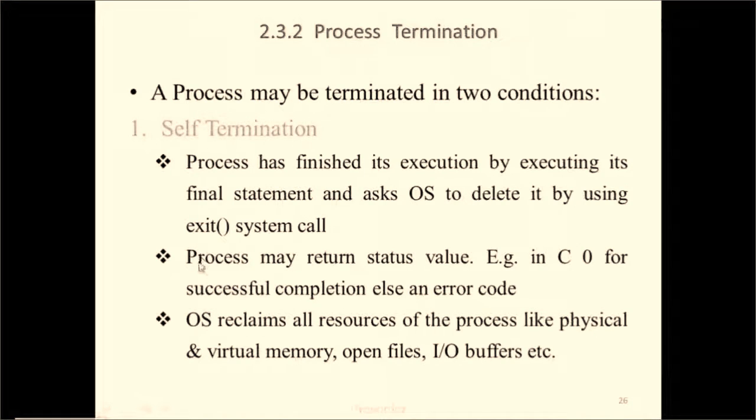A process may return a status value. For example, in C, 0 for successful completion, else an error code is written by the process. The operating system obviously reclaims all resources of the process, like physical and virtual memory, open files, IO buffers, etc. All the system resources which are assigned, which are allocated to this process in its lifetime.